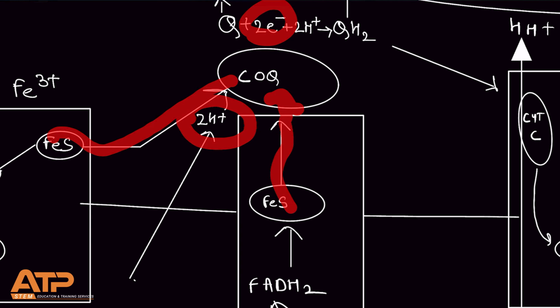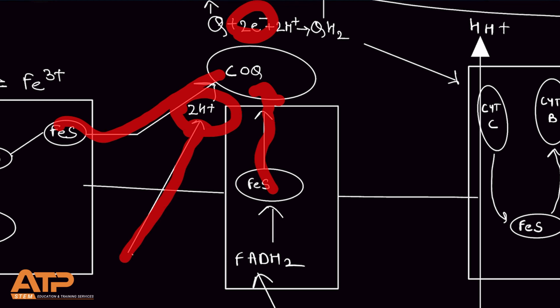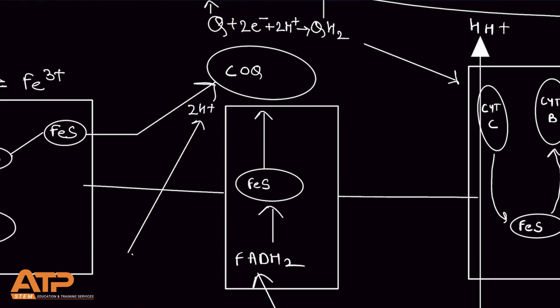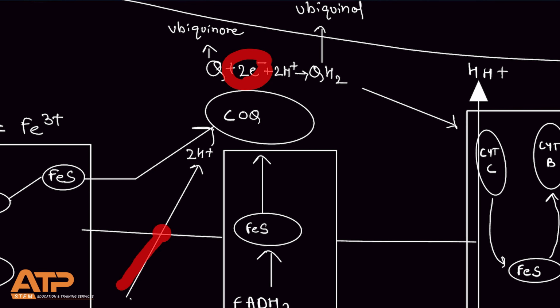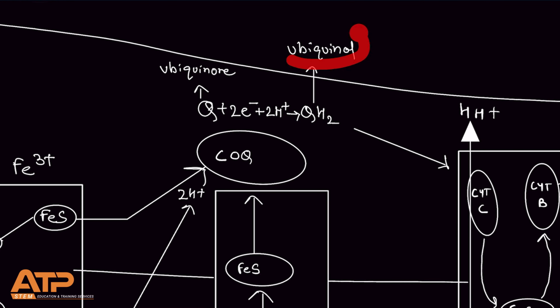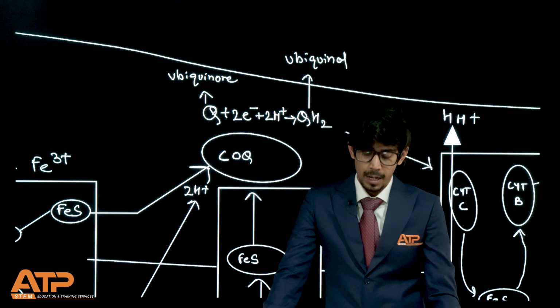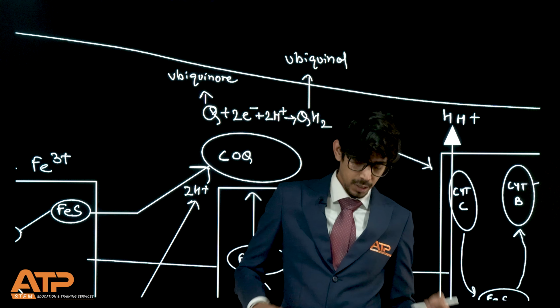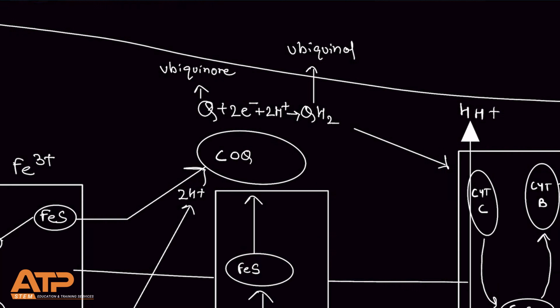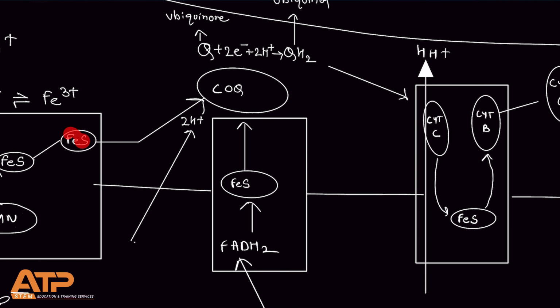two hydrogen ions from the matrix. Please remember that. Where does it take hydrogen ions from? From the matrix. So it takes two electrons and two hydrogen ions from the matrix and it gets converted into QH2, which is ubiquinol. Now see, ubiquinol got two electrons and two hydrogen ions. It got one electron from complex 1 and one from complex 2.